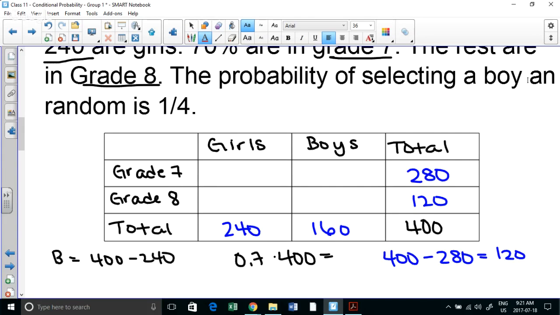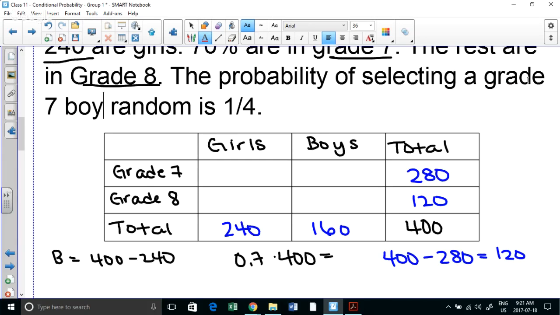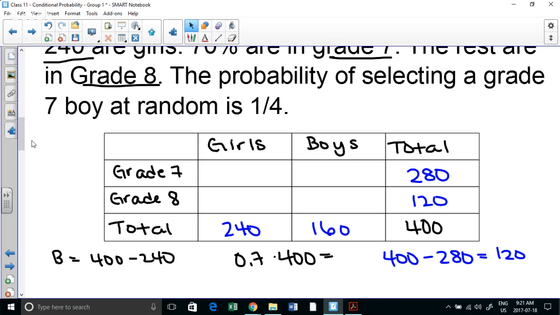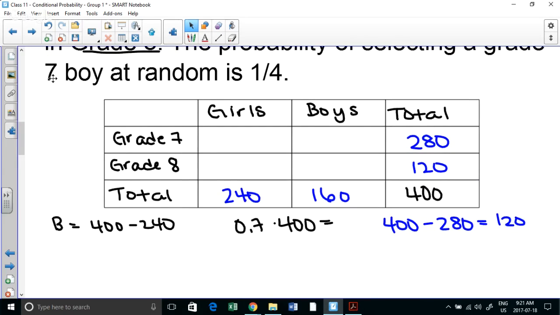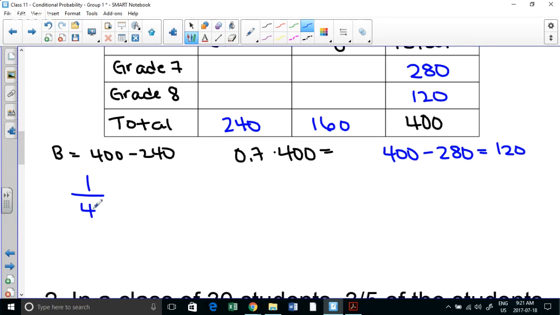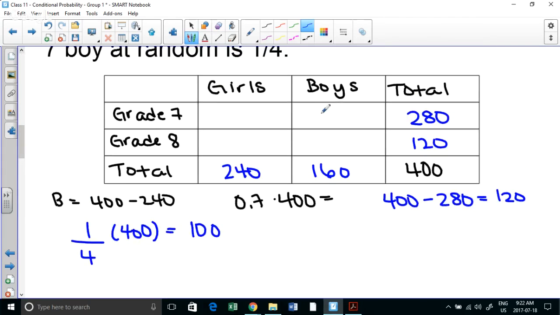So here, we're just going to change this to grade 7 boy. So the probability of selecting a grade 7 boy at random is 1/4. So if I take 1/4 of 400, that gives me 100. That is how many grade 7 boys I have, 100.